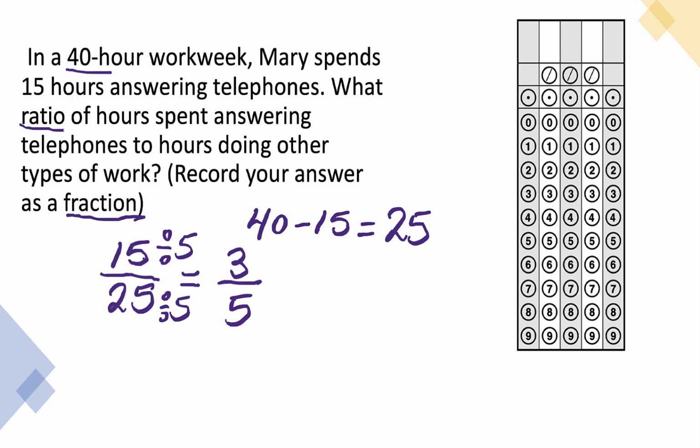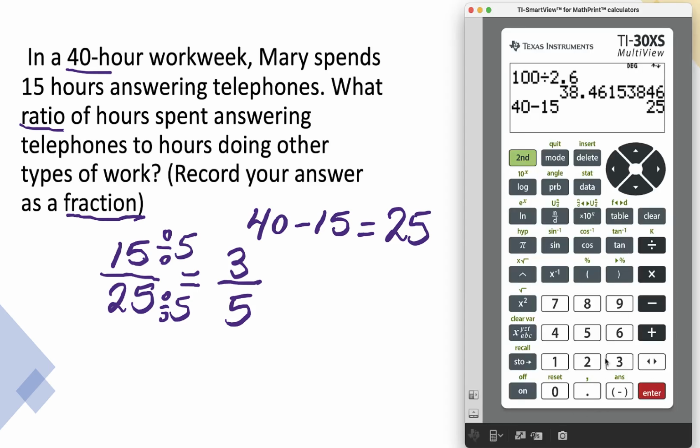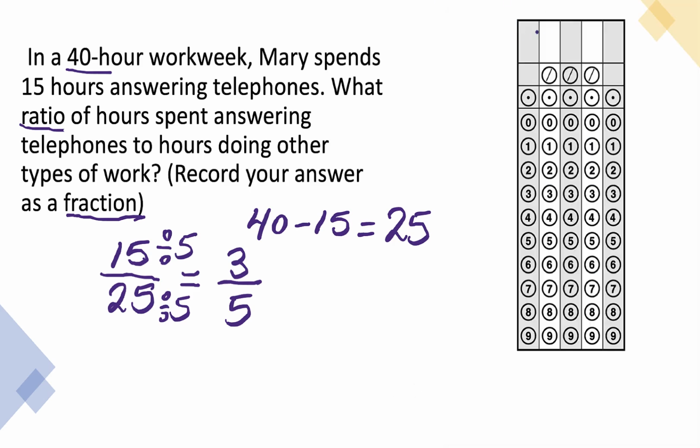If you're using the calculator, you can enter 15 n over d 25, go to the right and hit enter, and notice it reduces it for you. Always write your answer at the top, so you can go here: 3/5. Make sure your slash is in line with a slash, and then you can bubble 3, your slash, and then 5.